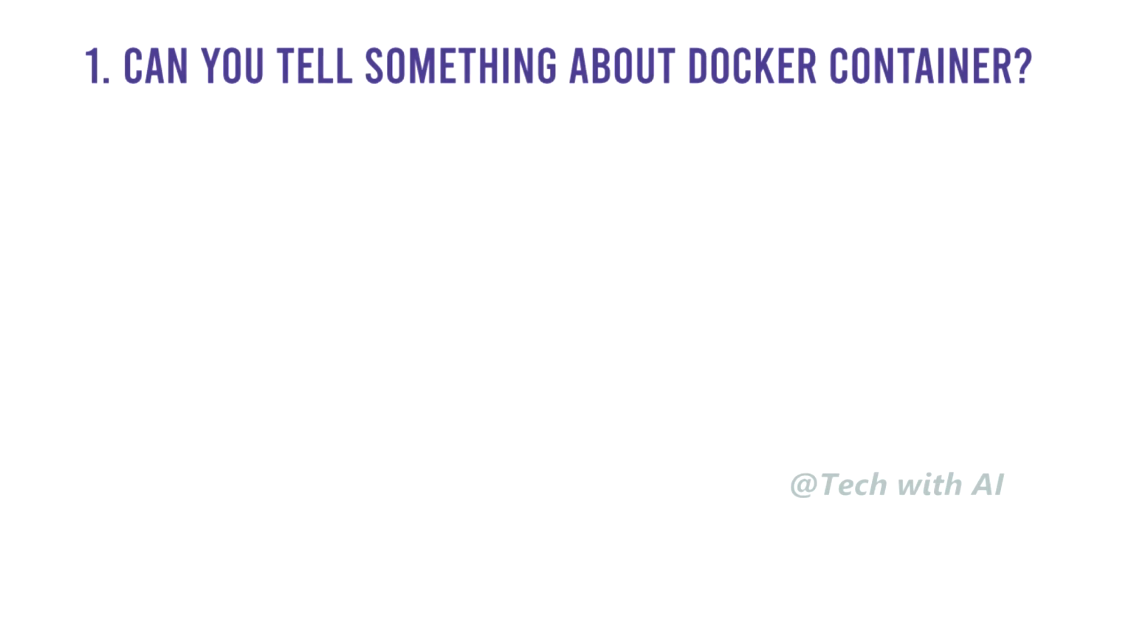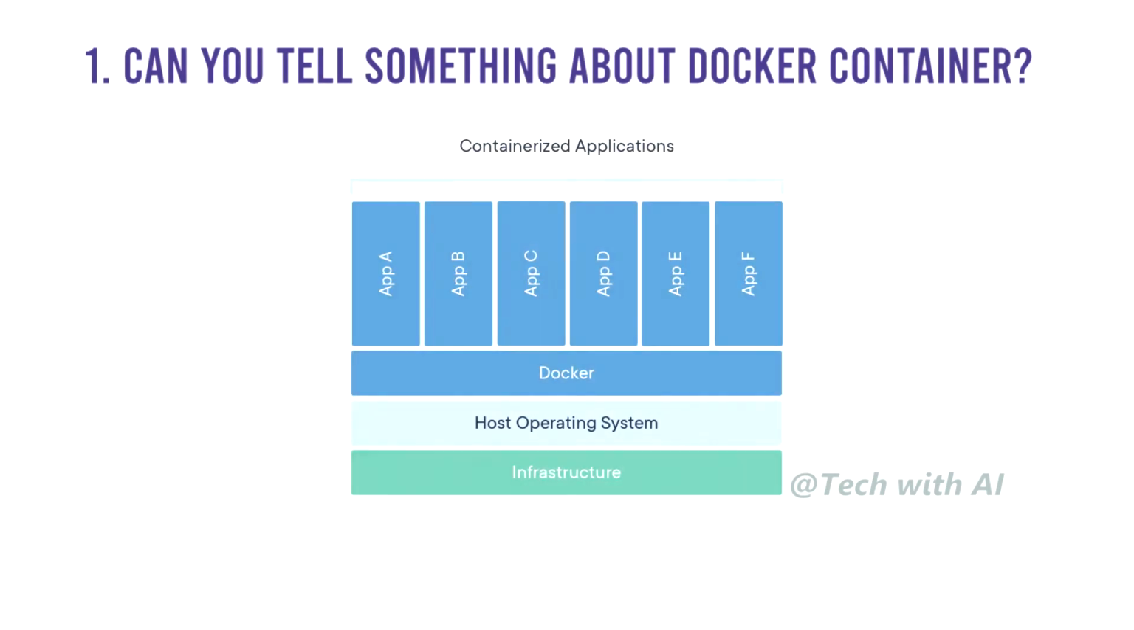Can you tell something about Docker container? In simplest terms, Docker containers consist of applications and all their dependencies. They share the kernel and system resources with other containers and run as isolated systems in the host operating system. The main aim of Docker containers is to get rid of the infrastructure dependency while deploying and running applications. This means that any containerized application can run on any platform irrespective of the infrastructure being used beneath.